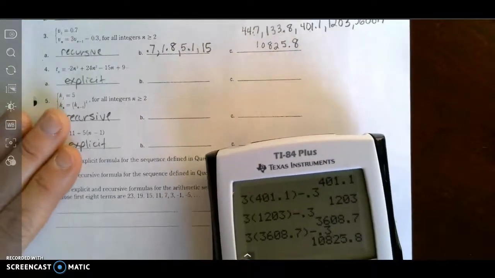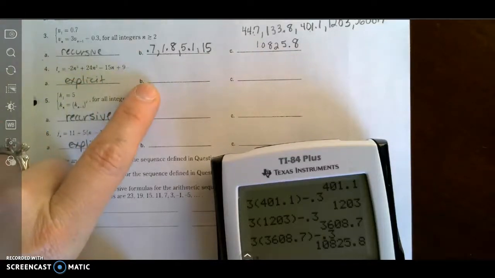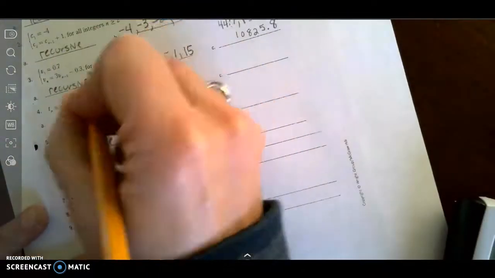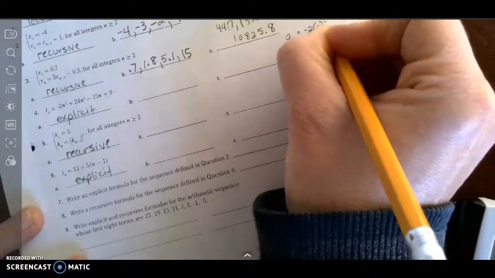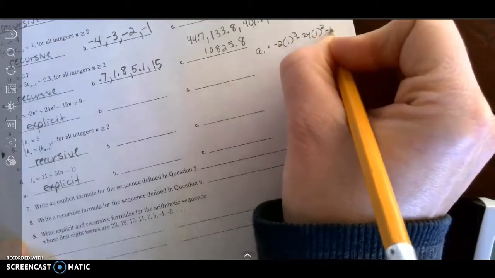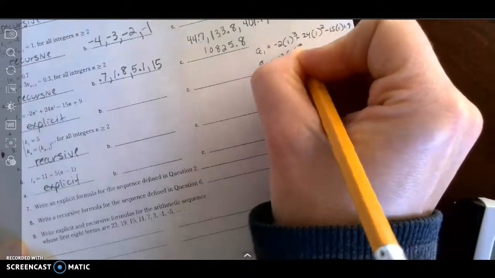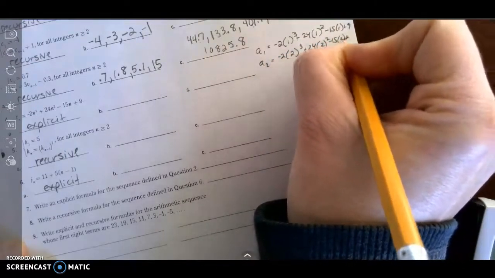Let's go on to number 4. I've got this formula. What I think I'm going to do, because I could substitute in to find the first term, I would put a 1 in for n. So to find a sub 1, you would let n equal 1. So a sub 1 would be negative 2 times 1 cubed plus 24 times 1 squared minus 15 times 1 plus 9. To find a sub 2, I would simply put a 2 in, plus 24 times 2 squared minus 15 times 2 plus 9.